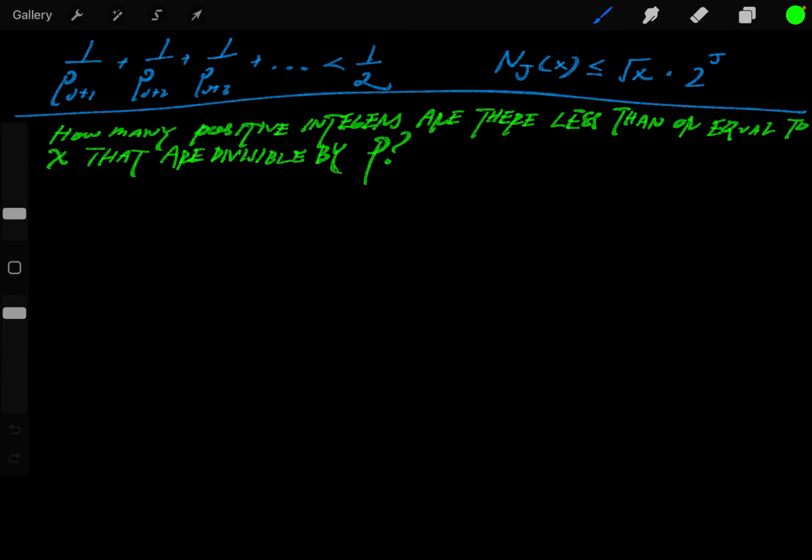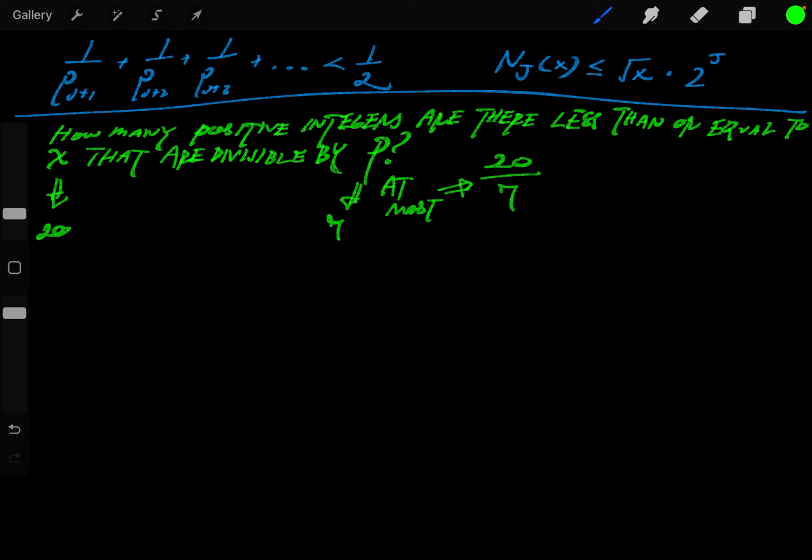So pick numbers for x. Let's say x is 20, I don't know, and then p is 7. Okay, how many positive integers are there less than or equal to 20 that are divisible by 7? Well, if you sit here and you think for a second, you'll see that it's actually 20 by 7 is the most, right? At most, the answer to this is at most 20 by 7.